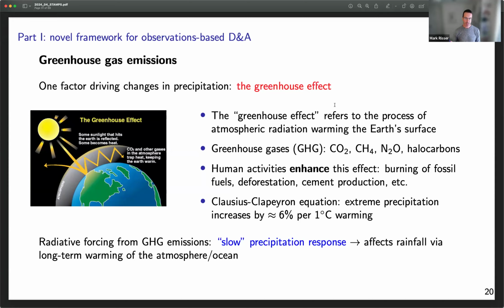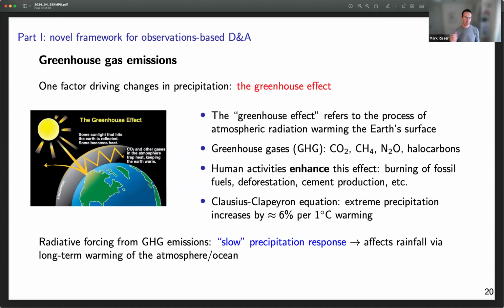When it comes to precipitation, how we would expect global warming to impact it is through the very famous Clausius-Clapeyron equation, which says that for each degree that the atmosphere warms, we expect extreme precipitation to increase by about 6%. The increase is because warmer air can hold more water vapor. So when storms are moving around, they can rain out approximately 6% more per degree of warming.